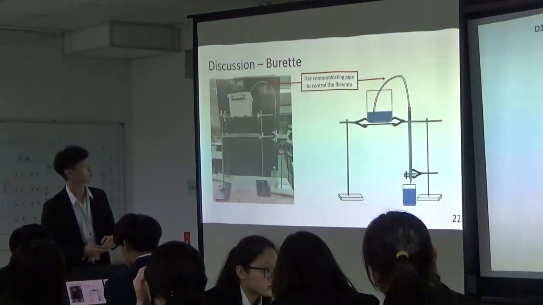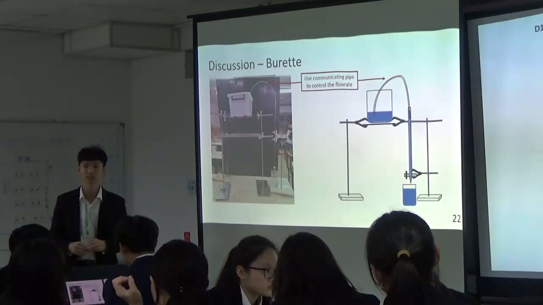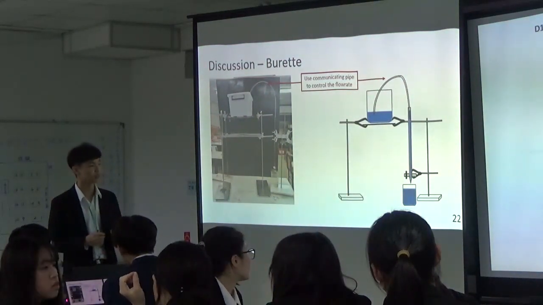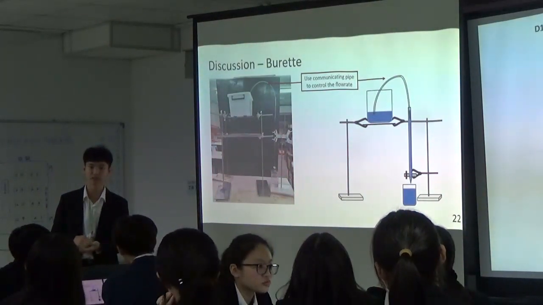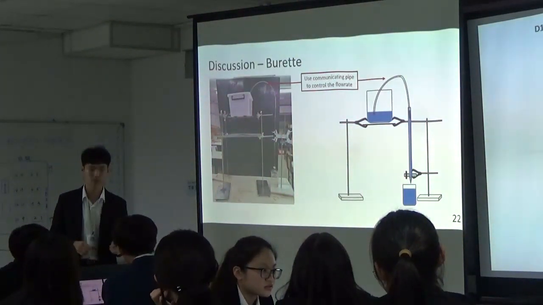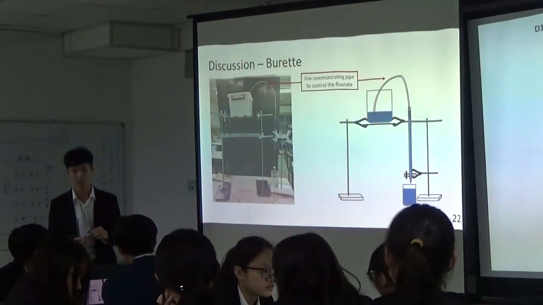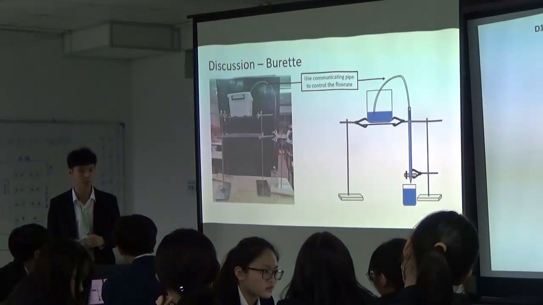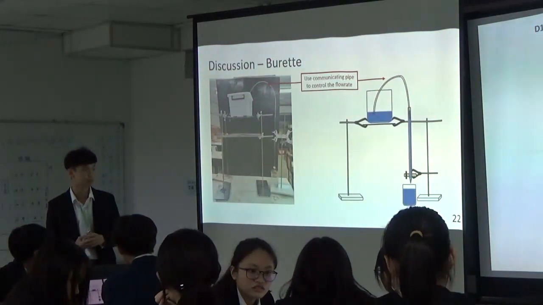To modify this situation, we use the communicating pipe to control the flow rate. But we found that the radius of the burette is very small, so the surface tension is very big. So the phenomena will only happen in the drip, and next is another drip. It will not have a cone on the top of the faucet.